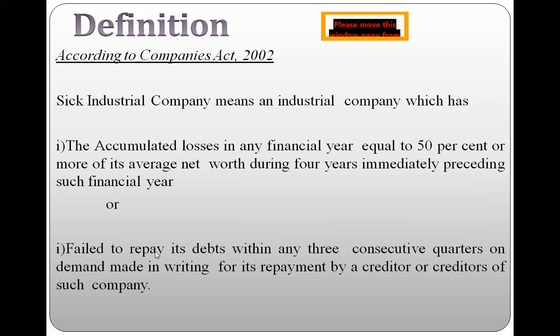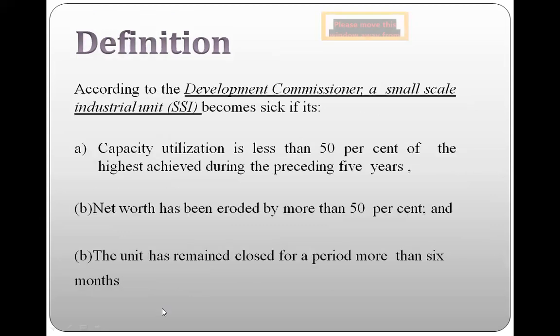Next, or it fails to repay its debt within 3 consecutive quarters, on a demand made in writing for its repayment by the creditor of such a company. So for 3 consecutive quarters, the repayment has not been done, and it is given by the creditors in writing that the repayment has not been done.